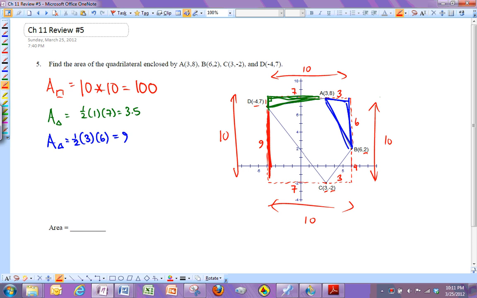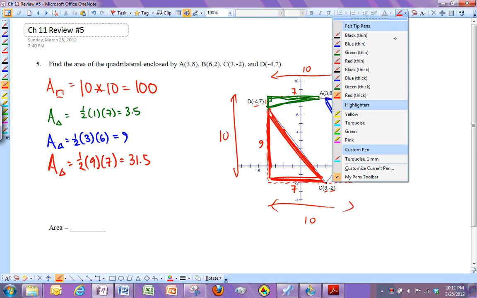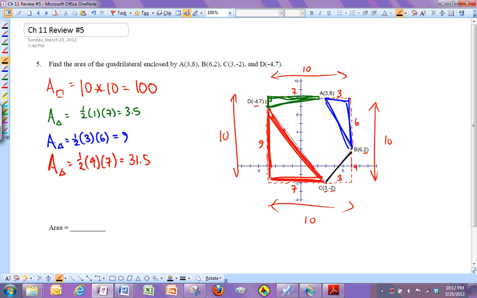If we look at this triangle here, that area is going to be 1/2 times 9 times 7. So that's half of 63, which is 31.5. And last, we've got this triangle right here. Area of that triangle is 1/2 times 3 times 4. So that's half of 12, which is 6.